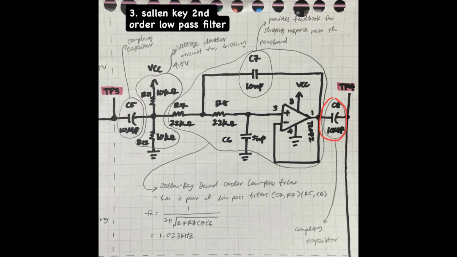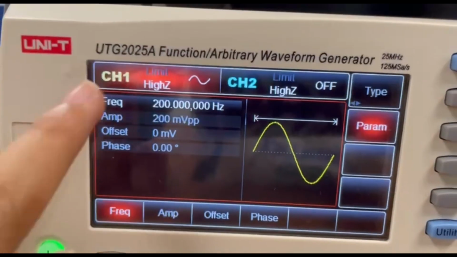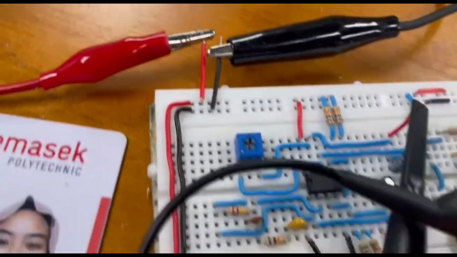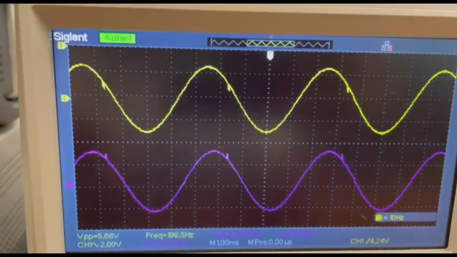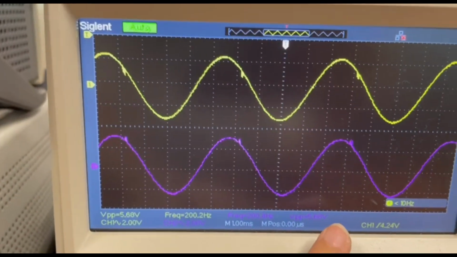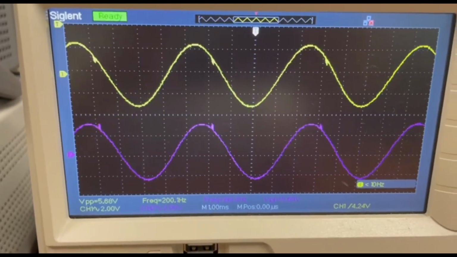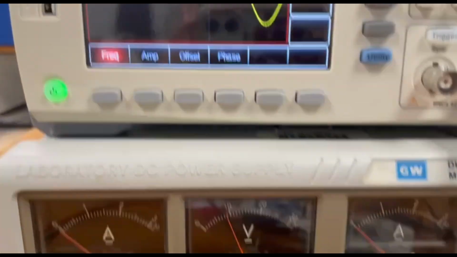The power supply is set to 9 volts while the function gen is set to 200 Hz and 200 mV peak to peak while being at a high Z setting. It is connected to C1 and ground while the oscilloscope probes are connected to the points TP3, the yellow waveform, and TP4, the purple waveform, while also being grounded.